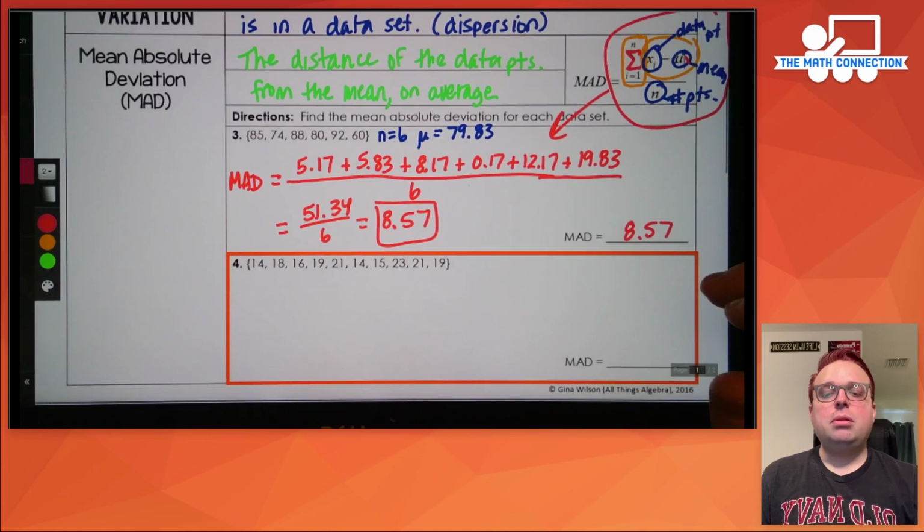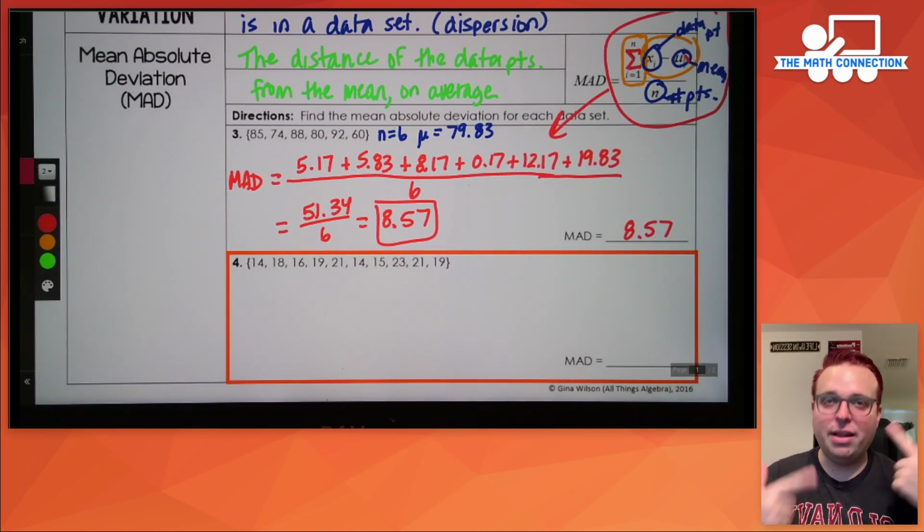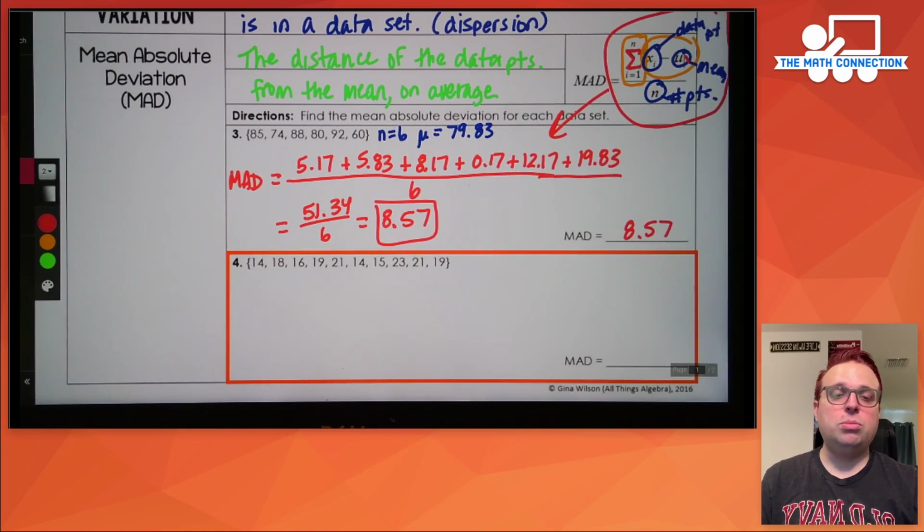Okay, so please, please, please pause your video now and do number 4 while we just did number 3 and you're on that wavelength so you practice how to do it, okay? Give that a shot and then we'll move on to the next thing, which is going to be about the variance and the standard deviation.